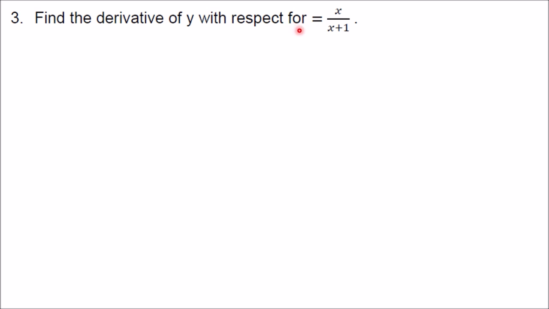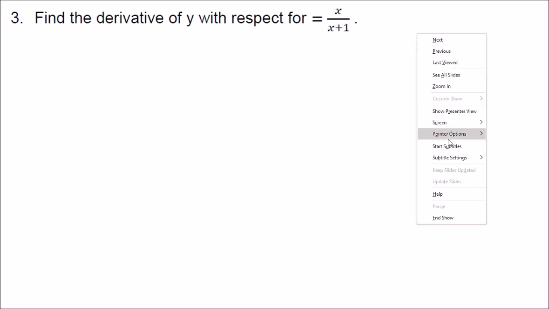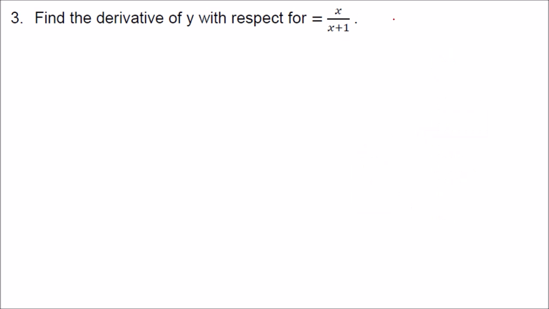Medyo mali pag sulat nito, class. It must be: find the derivative of y with respect to x for y equals x over x plus 1. Ayan. Rewrite ko na nga lang. So, this will become y with respect to x.